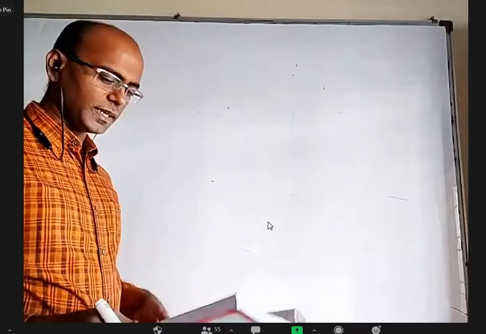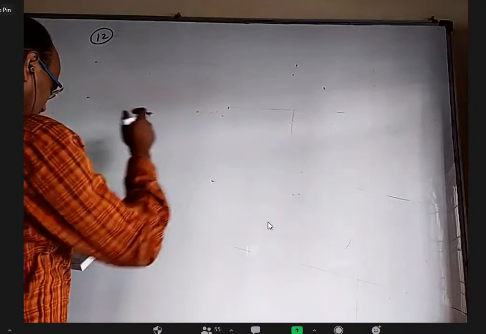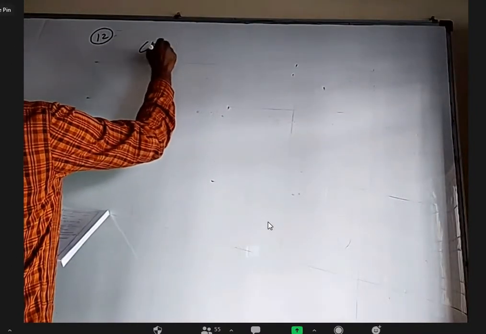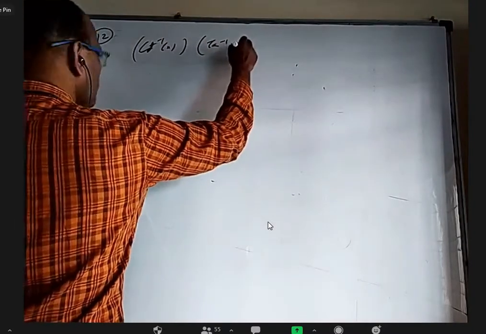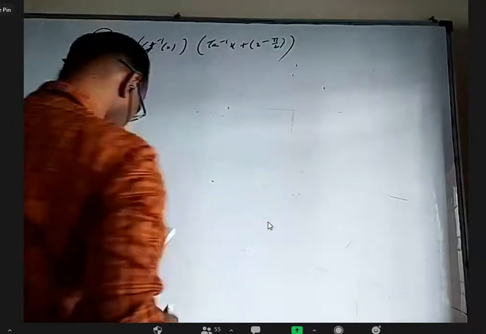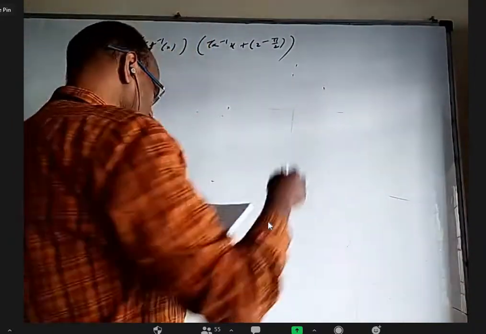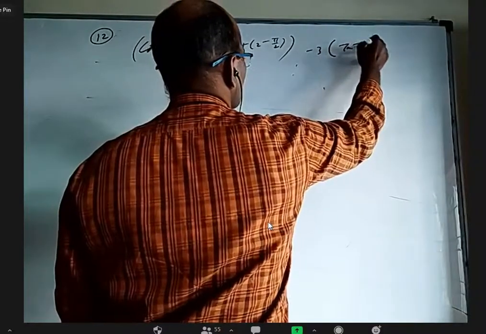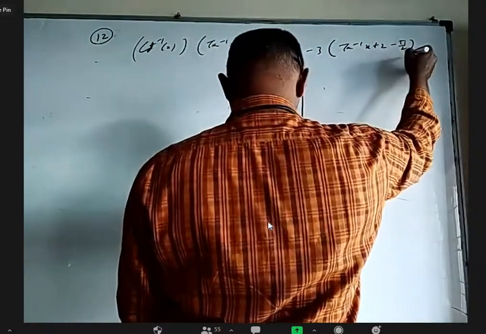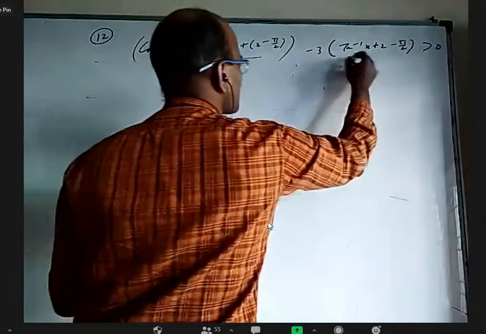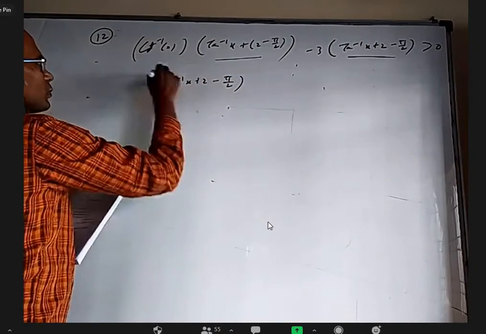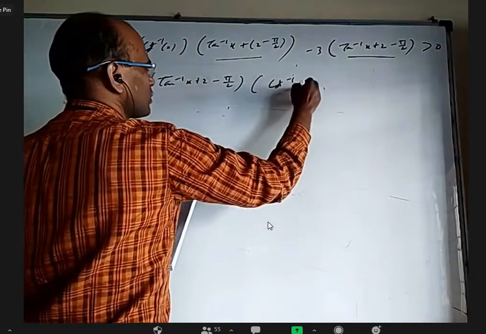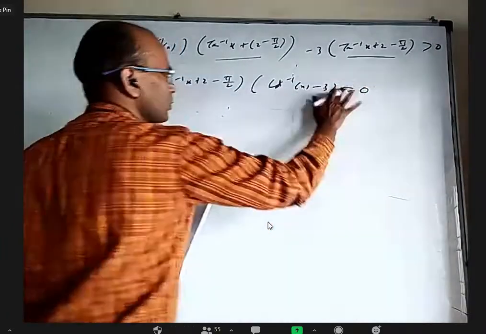Okay, 12th one. It looks like a nice quadratic equation which I can split easily. In the first two terms, I can take cot inverse x common. I'll be left with tan inverse x plus 2 minus pi by 2. In the next two terms, I can take minus 3 common. Then I'll get tan inverse x plus 2 minus pi by 2. This and this are same. If I take it common, I'll get tan inverse x plus 2 minus pi by 2 into cot inverse x minus 3, greater than 0.